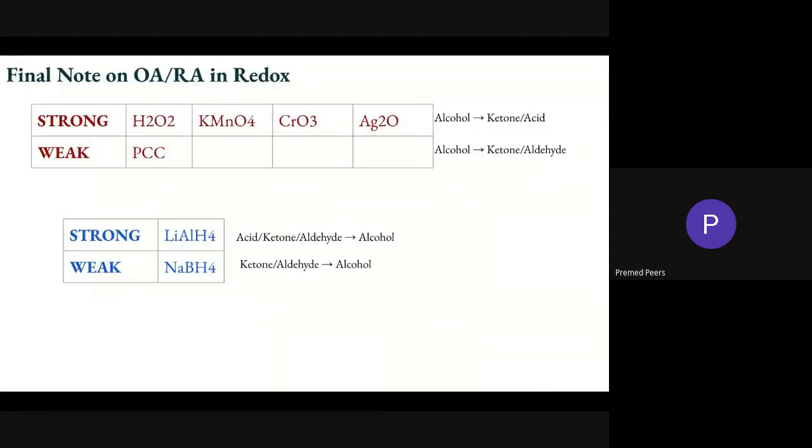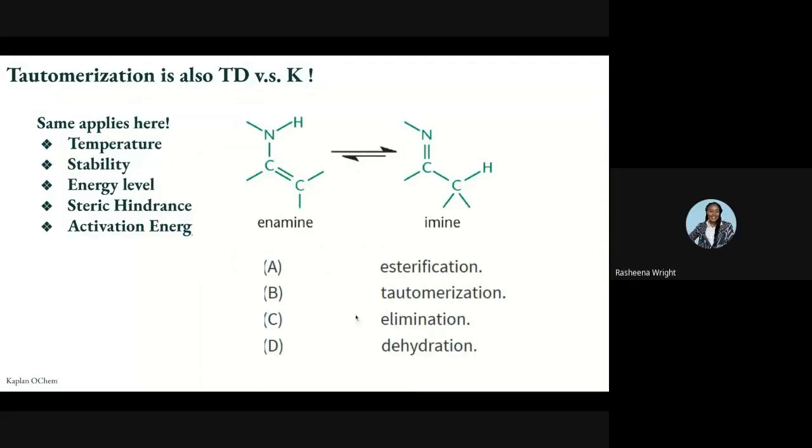And the last thing about the other reactions about the keto, aldehyde. What was the answer to the last question? Oh, this one. Yeah, I thought you got it right. Yeah, the answer. Okay, very nice. Tautomerization.